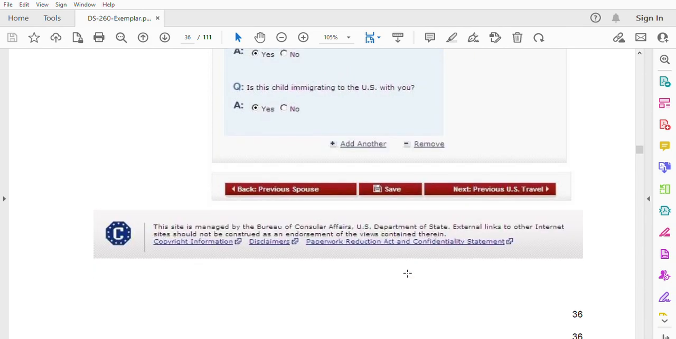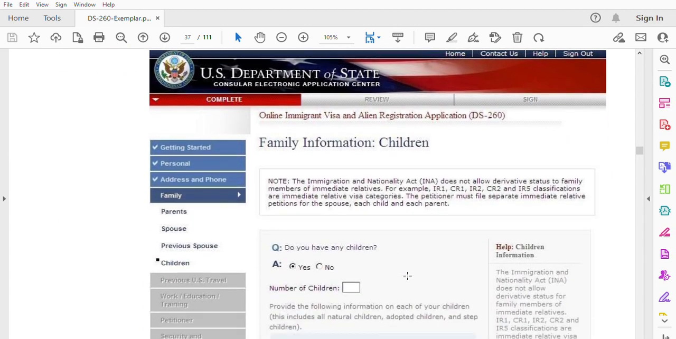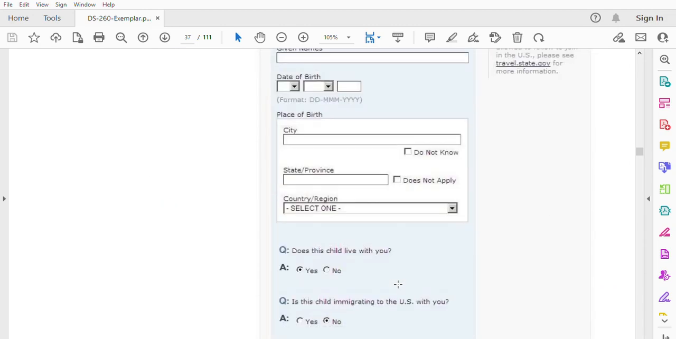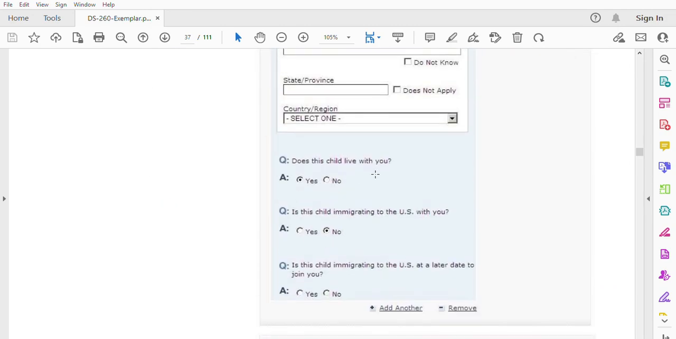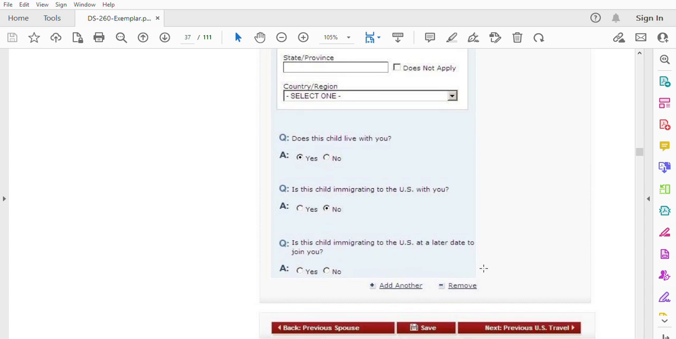Next we continue talking about children. They're gonna ask you again if you have more children. This is what you're gonna answer them. How many? And you can answer them right here. Does the child live with you? Yes, yes. Is this child immigrating to US with you? It depends on your answer. If you say no, is this child immigrating to US at a later date to join you? You can answer yes or no. Pick the one that applies to you.